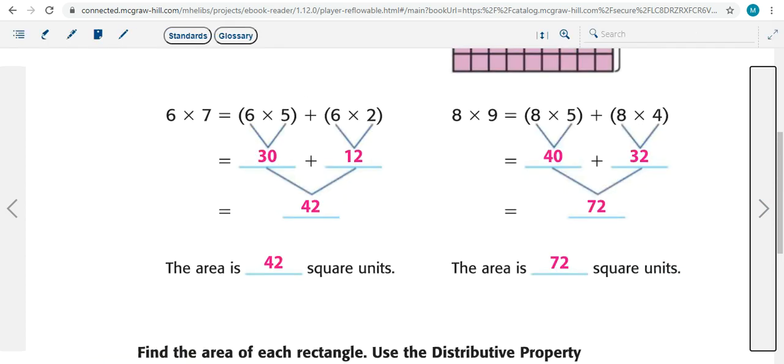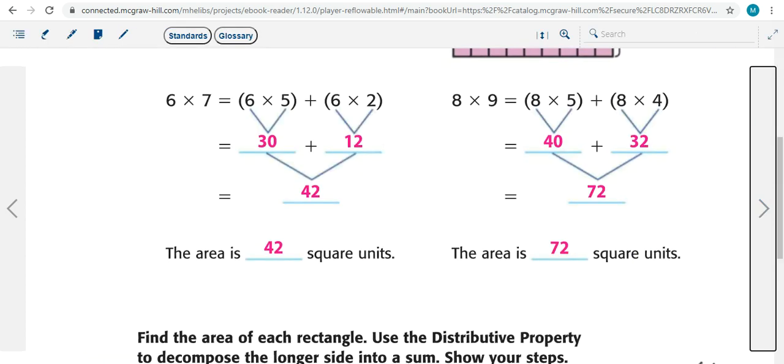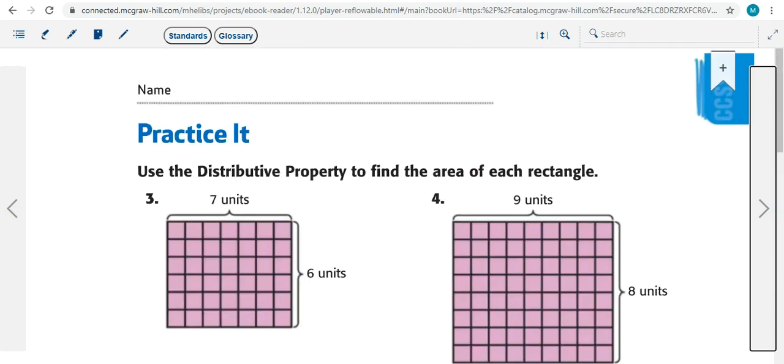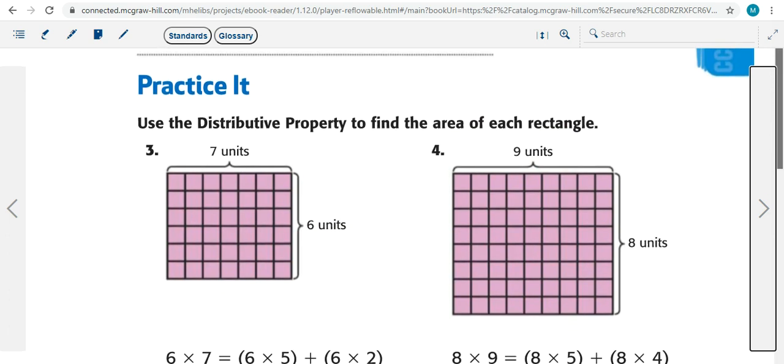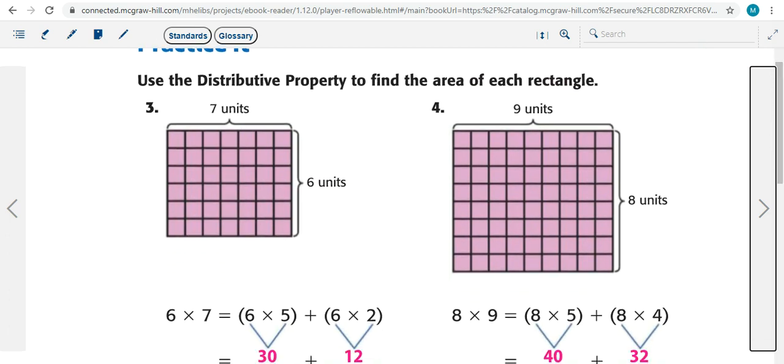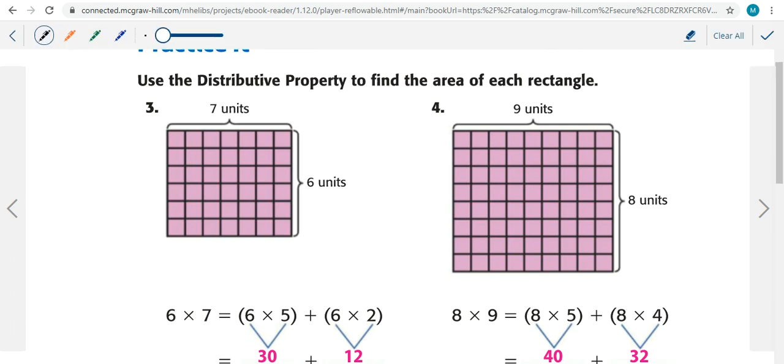Let's start. Use the distributive property to find the area of each rectangle. Now, we are going to multiply 6 times 7. And how are we going to use the distributive property? We are going to decompose one of the factors. In this case, the book is asking you to decompose 7. How are we going to decompose 7?